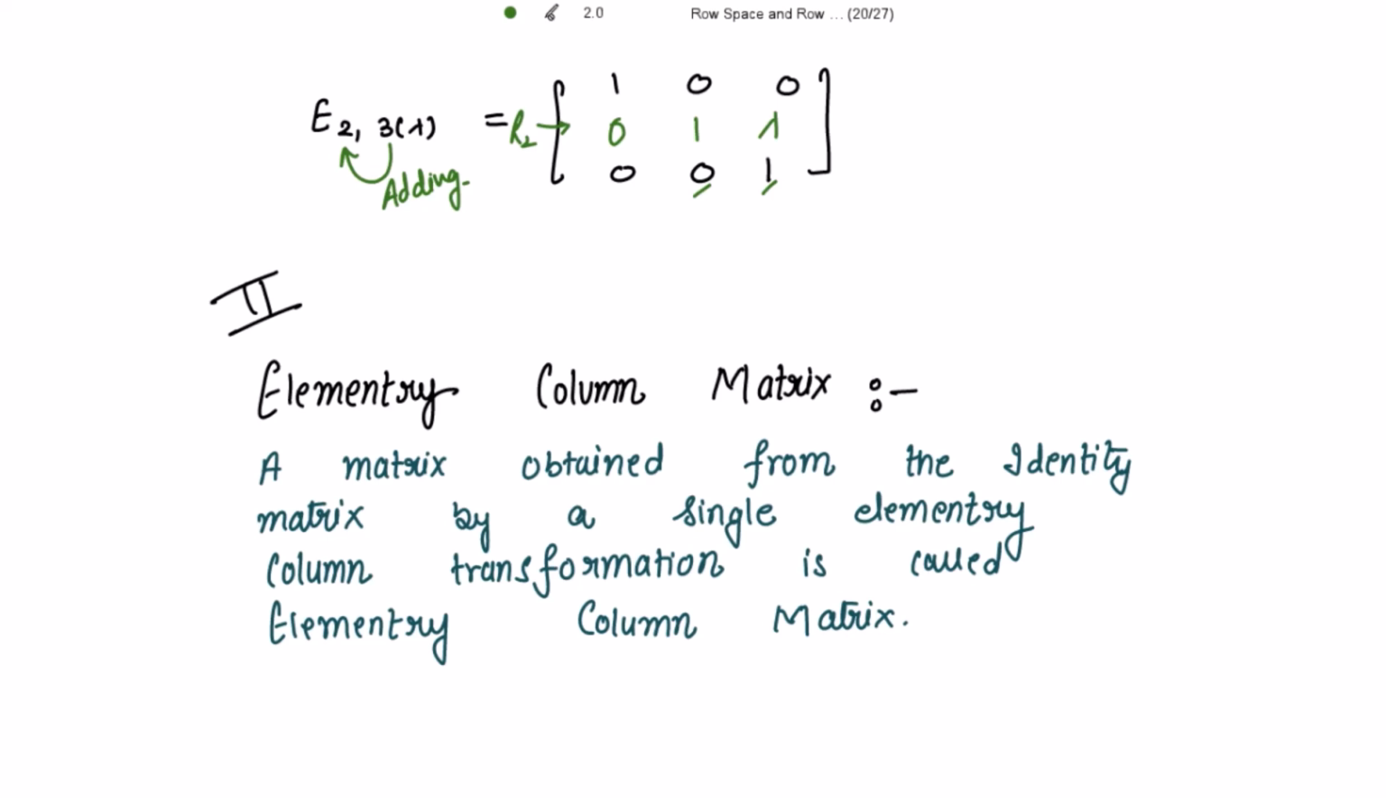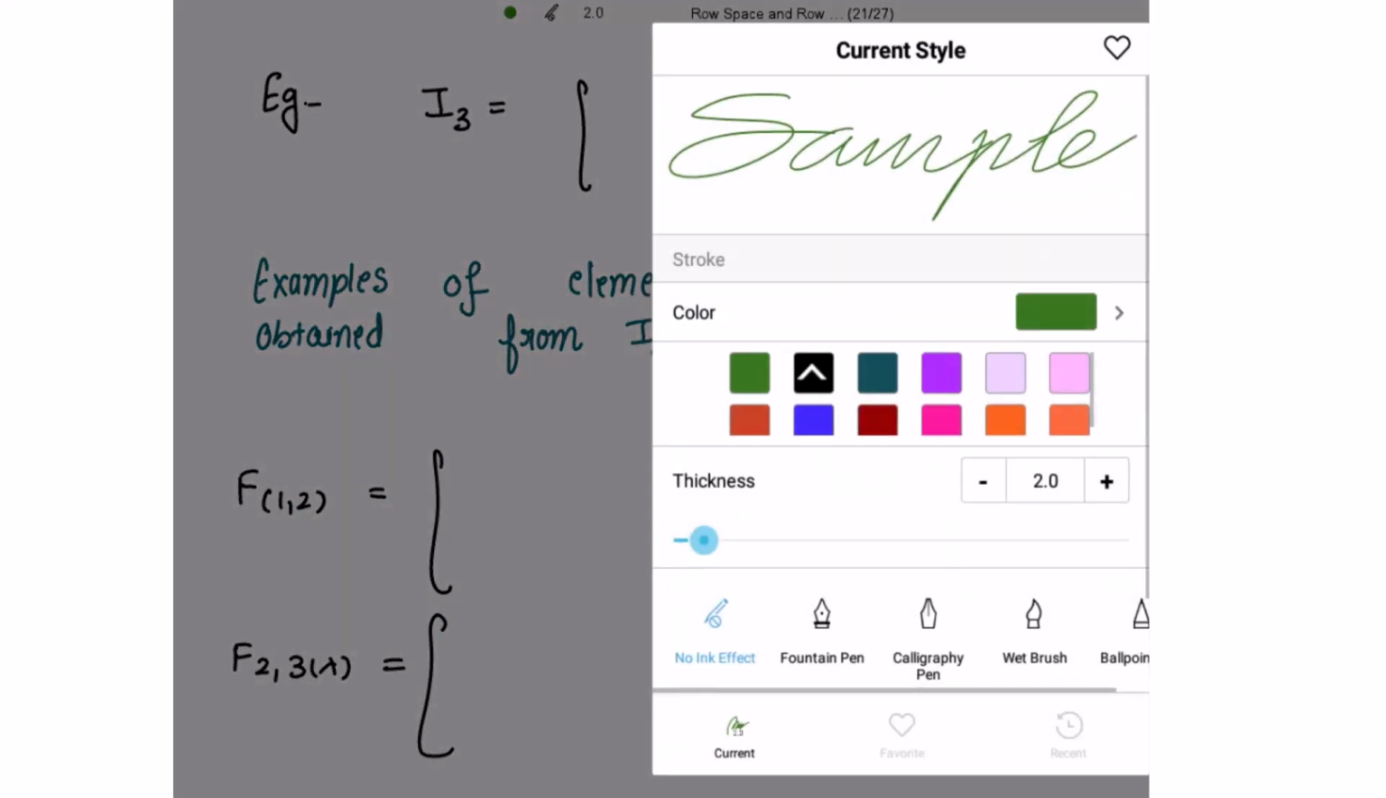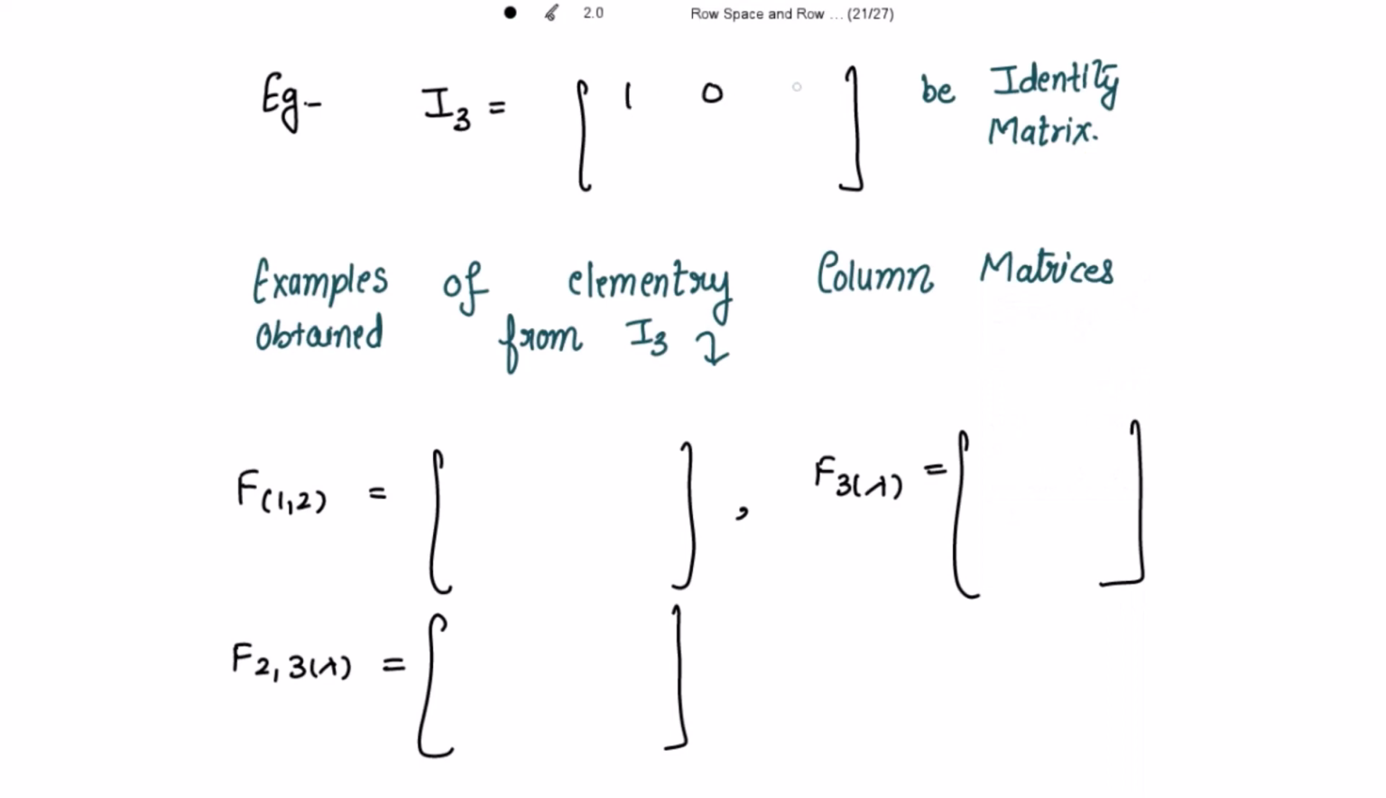Okay. Second, the same with the column matrix. So the definition for the elementary column matrix: a matrix obtained from the identity matrix by a single elementary column transformation, so we are going to apply the column operations now on the identity matrix, is called an elementary column matrix. For example, this is your identity matrix I3. Let's take this 1 0 0, 0 1 0, 0 0 1. So this is your identity matrix.